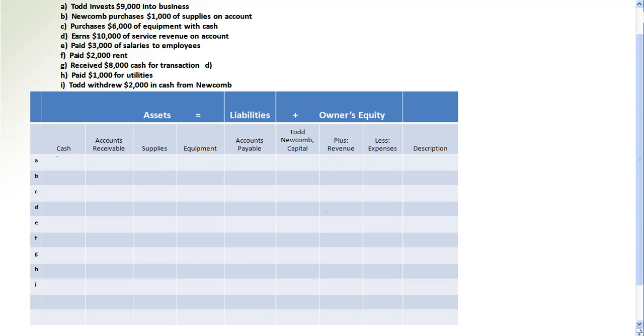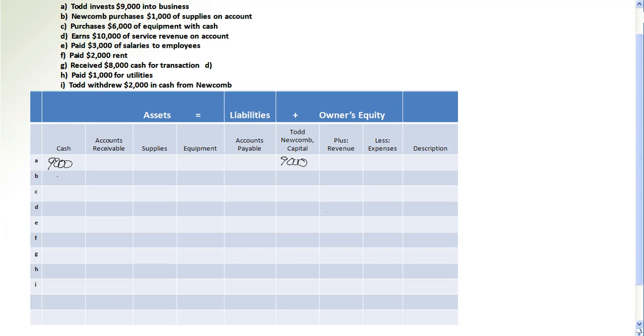What will happen here is that our asset account for cash will increase by $9,000. How we accomplished that was a contribution by the owner, Ted Newcomb. So on the other side of the equation, balancing that out, is $9,000. Now let's go down to transaction B.